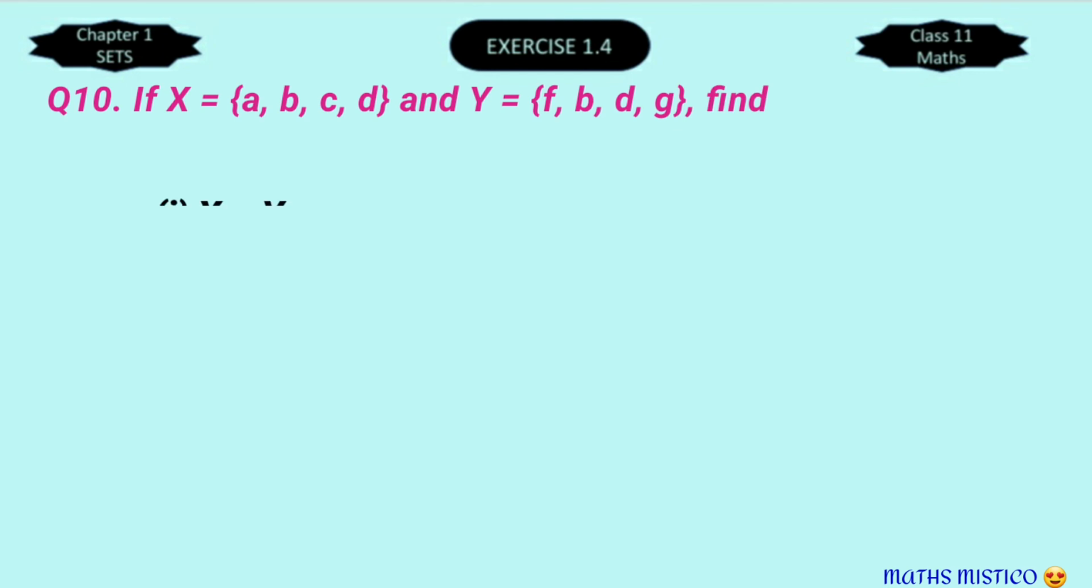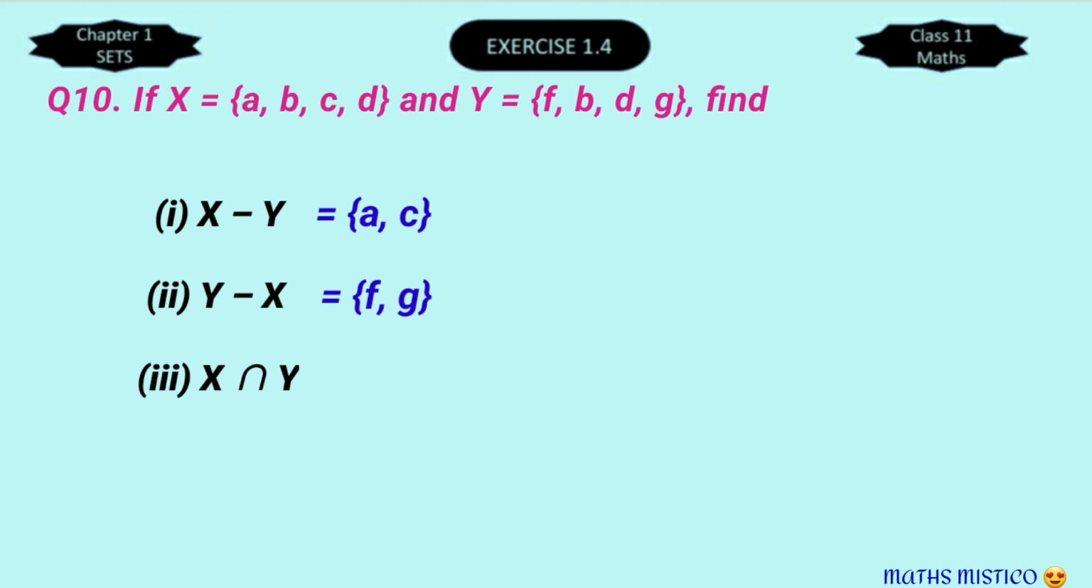Now question 10. X minus Y means we have to leave all the elements of X which are present in Y. There are two elements of X present in Y, that are B and D. So X minus Y is the set containing elements A and C. Y minus X means we have to leave those elements of Y which are present in X. So we get Y minus X equal to F, G. X intersection Y is equal to the common elements of both the sets, which is B and D.